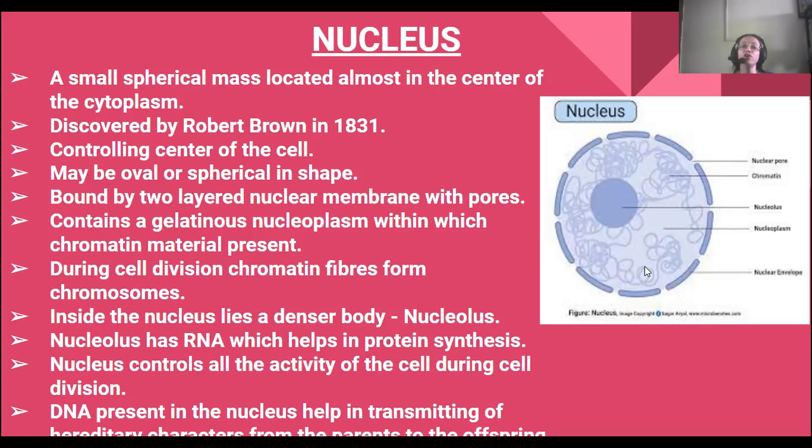Within it, the chromatin materials are present. These are network-forming, curved, thread-like structures, known as chromatin fibers. These are the chromatin materials which are present in the nucleus. During cell division, these chromatin fibers become thick and form chromosomes.